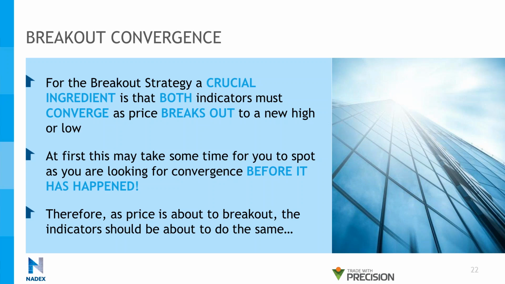Spotting indicator convergence is going to come with some experience on your part. You'll have to log some screen time, look at enough charts to begin to understand how to predict convergence before it actually occurs. More often than not, you'll be looking for indicator convergence before it's actually happened. So the idea here is that as price is about to break out, the indicators should appear to be about ready to do the exact same thing.